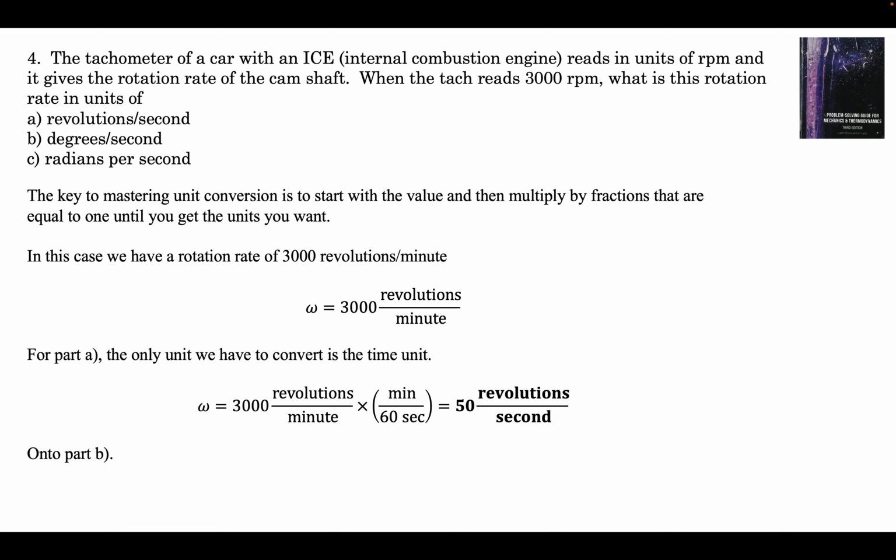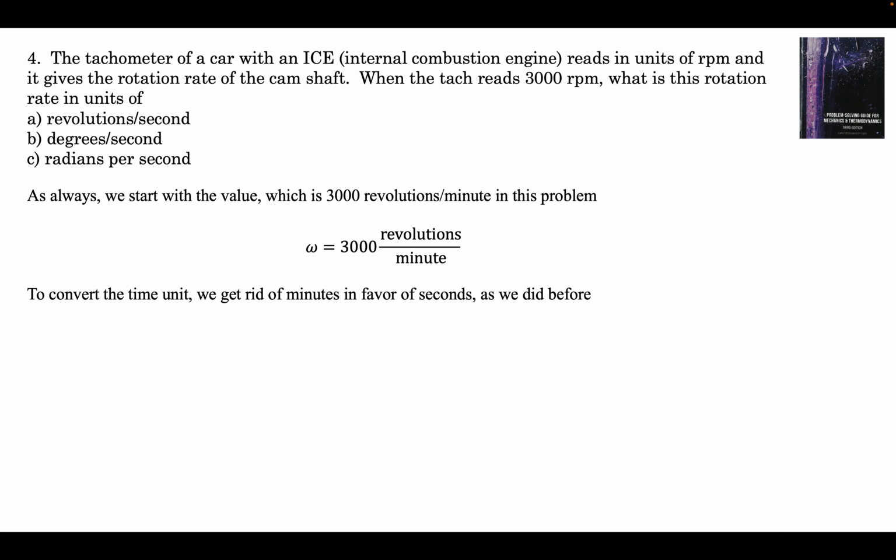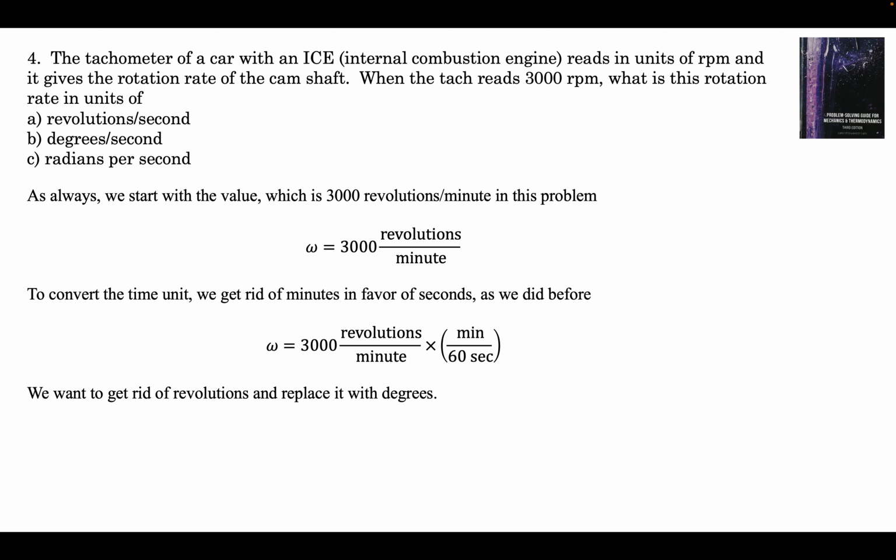On to part B, degrees per second. So we start, as we always do, with the value of the variable, and we have to change the time unit first. We just did that, so we know how to do that. 1 minute is the same as 60 seconds. That's 50 revolutions per second. We want to get rid of revolutions and replace it with degrees. Revolutions is in the numerator, so we put it in the denominator. And we want degrees, so we put degrees in the top.